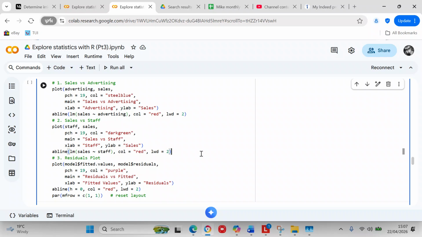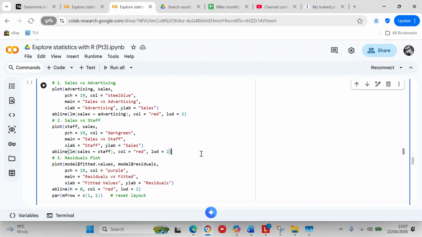You're going to put another line in there: abline(lm(sales ~ staff), col = "red", lwd = 2). And now we're going to plot the residual plot.